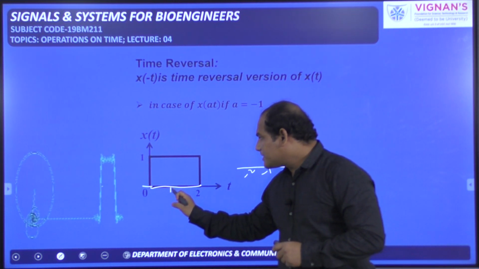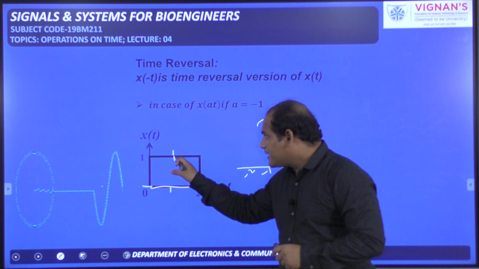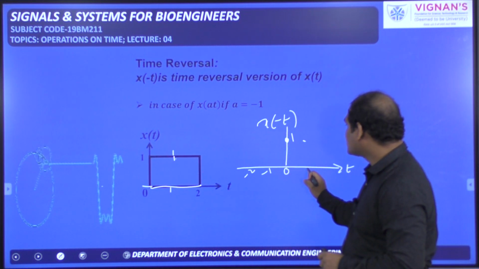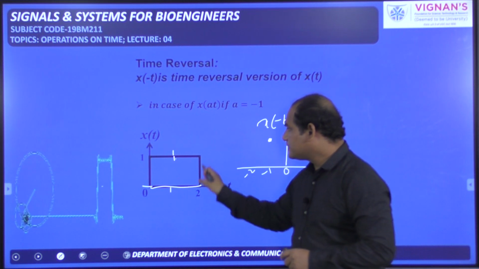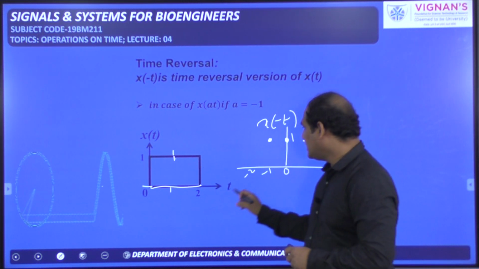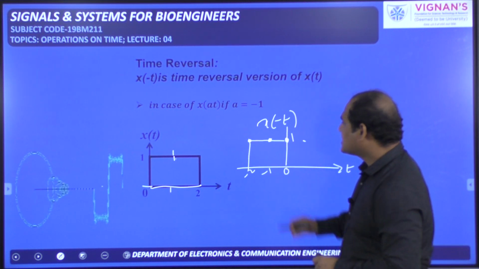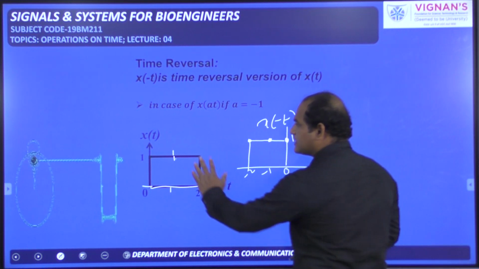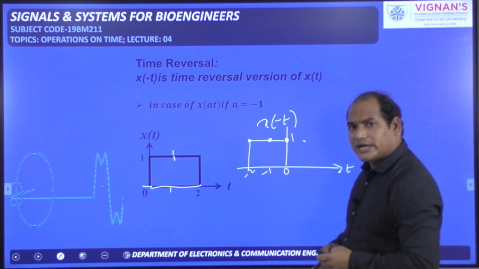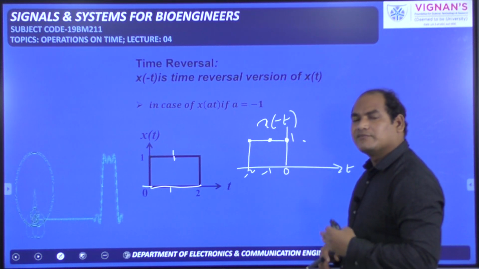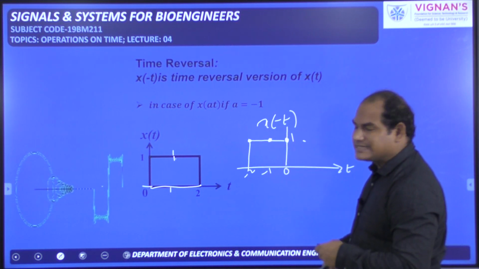But whatever amplitude is there at t is equal to 1, that is 1 here, the same amplitude will be maintained at t is equal to minus 1. Time has to be reversed, so 1 will become minus 1. Whatever amplitude is there at t is equal to 2 in x of t, that amplitude will be available at t is equal to minus 2. So this is the time reversal operation. If you rotate this signal with respect to the y-axis, you will get it like this. The exact method can be tried with the same procedure as for time shifting and time scaling, and this can also be performed for discrete signals.